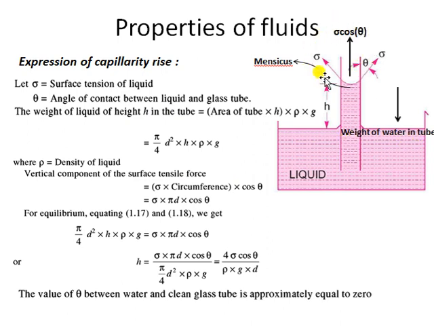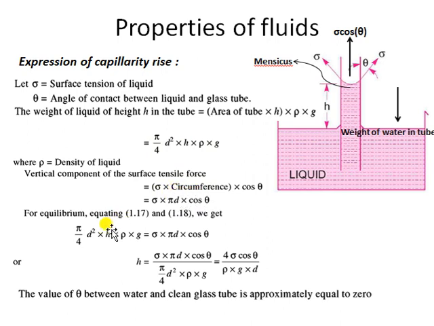Now another force is sigma cos theta. You know, sigma is not a force, it is force per unit length, so we need to multiply with length also. Now the length will be the cross section of the tube, which is the circumference. So sigma into circumference will be the force, but not the entire surface tension is acting vertically, only the cos theta component. So sigma cos theta into circumference is the force in the upward direction. Circumference is pi into d, so sigma pi d cos theta. This is the upward force and this is the downward force.